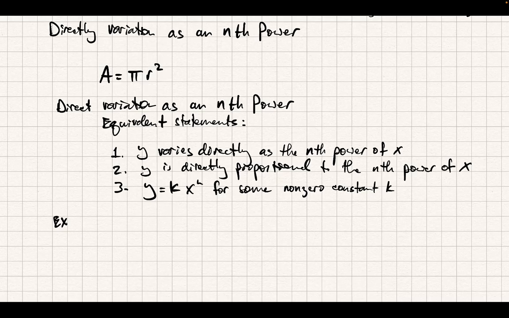Okay, yeah. And what's the y in the area formula? What's k? Pi. What is x? r, the radius. And what is n? 2, or power 2. And it's 2. It's not more complicated than that. So let's do an example.